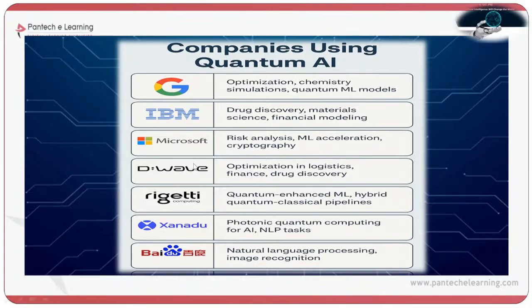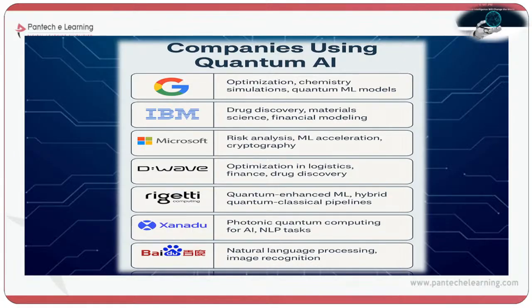Next one is D-Wave. Here also we are using it for optimization for logistics purposes, as well as for finance, and for drug discovery purposes also in this particular company. Coming to the next one, Rigetti. Here, they are mostly focusing exactly on quantum computing only. They are using different types of pipelining processes, hybrid models, etc. Coming to the next one, it is the same thing, but along with that they are taking AI NLP tasks also.